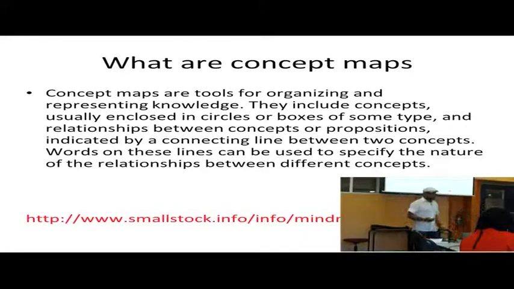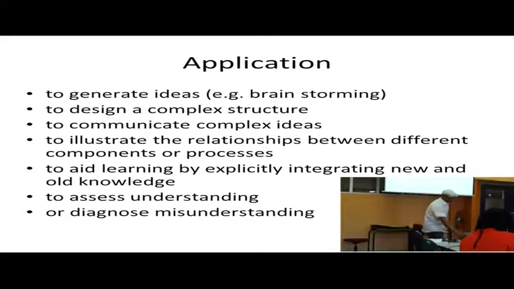Okay, so if we look at the physical structure of what a concept map is, it usually is enclosed in a circle or boxes of some type, and the relationships between these concepts or propositions are indicated by connecting lines. Again, that's very important. It's not just about saying how different concepts relate to each other, but actually showing what the flow is between the various concepts and explaining the relationship between them.